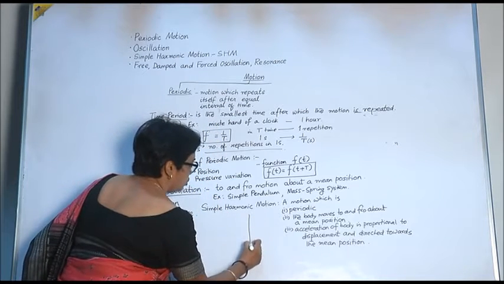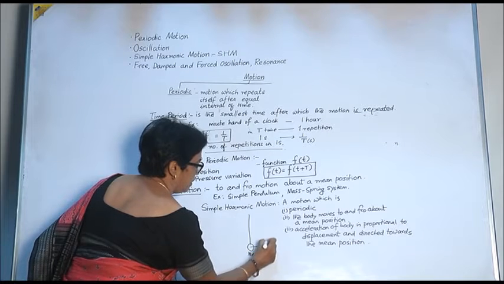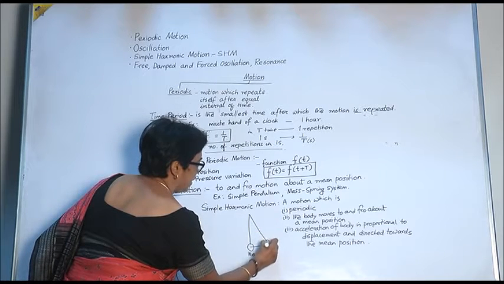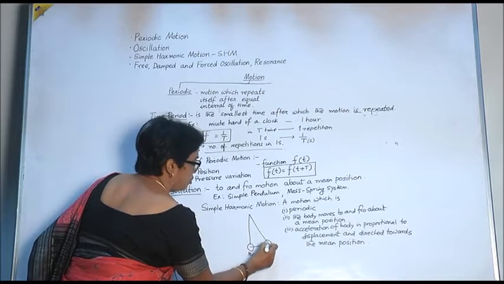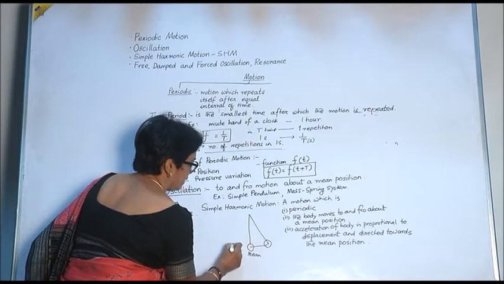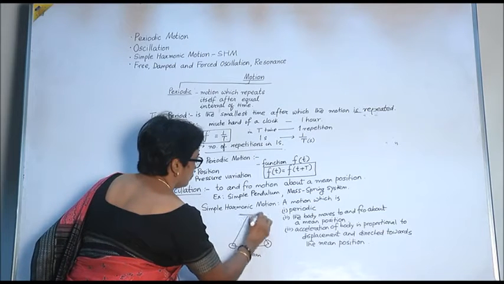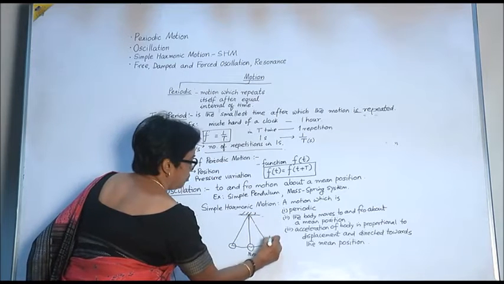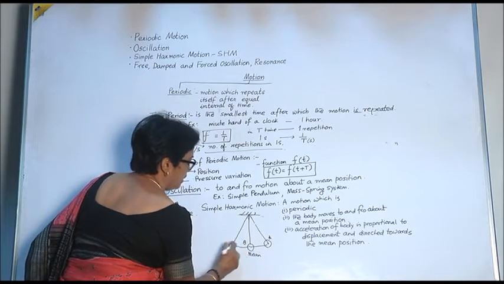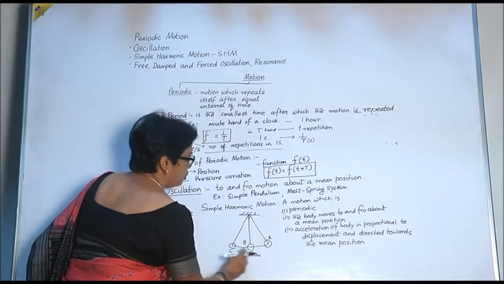For example, your simple pendulum, this is the mean position. I take the body to this side and leave it from here, it will come back to its mean position, overshoots to the other side. Go from A, it goes to B, goes to C, back to B, and A, back to A. Again that thing is repeated. It is moving to and fro.